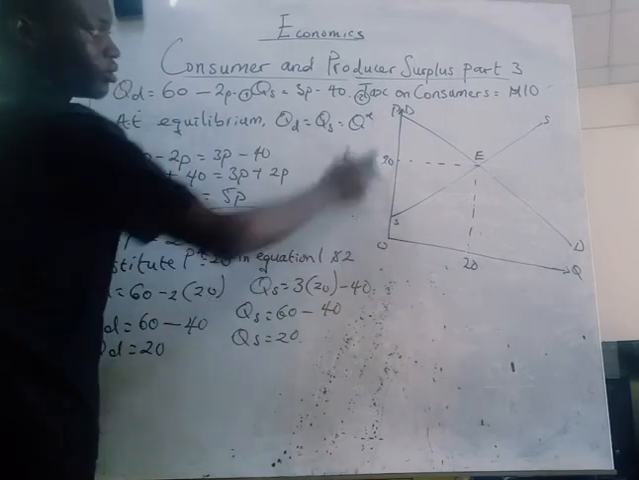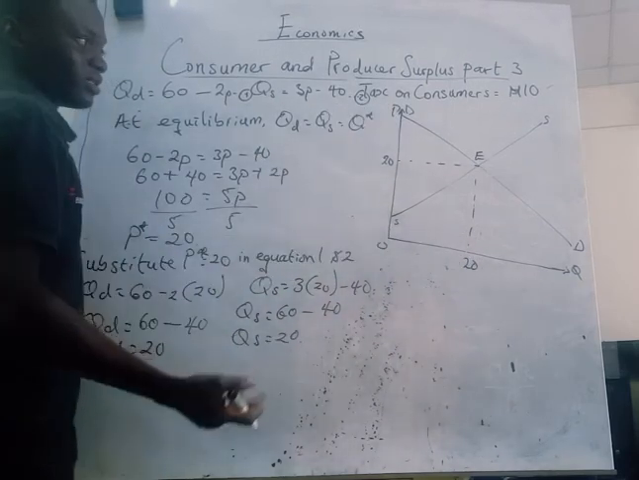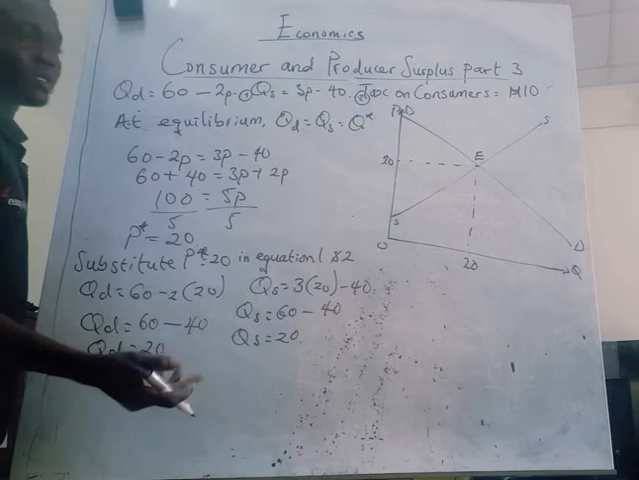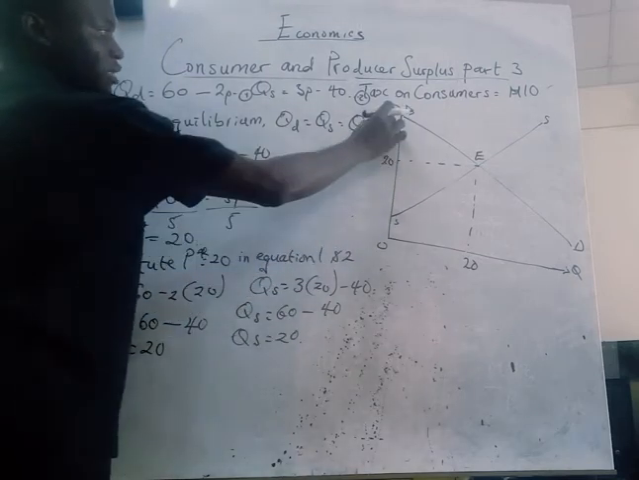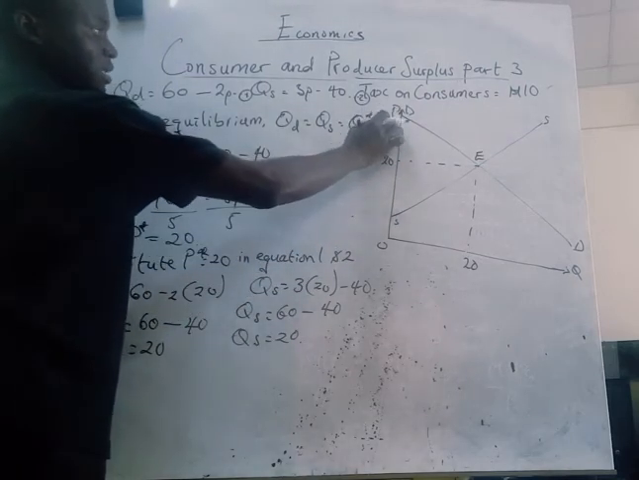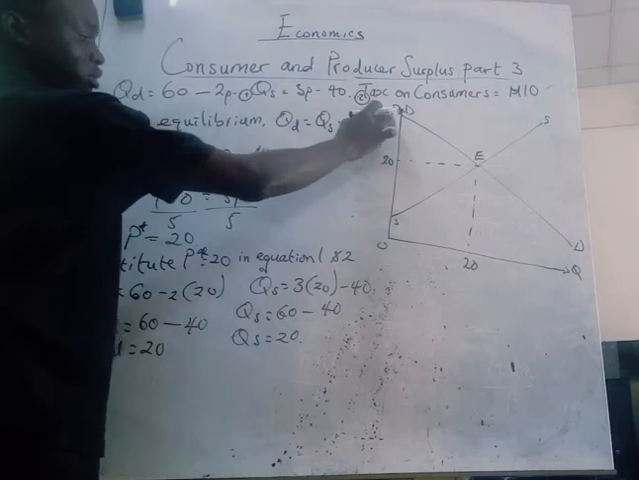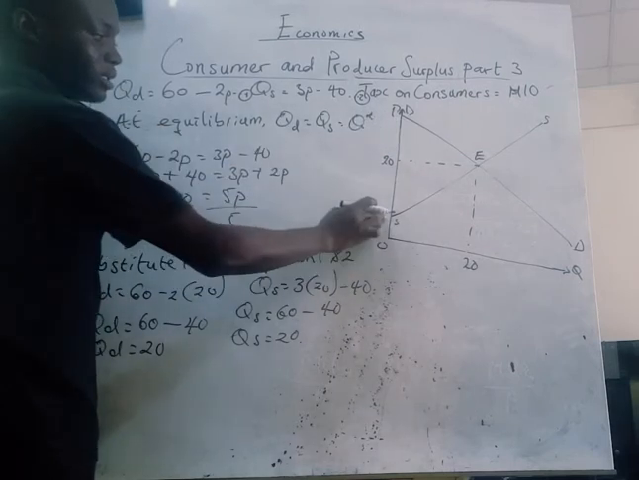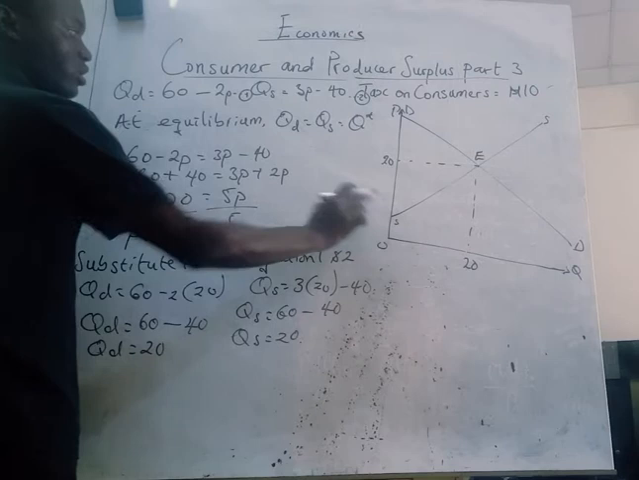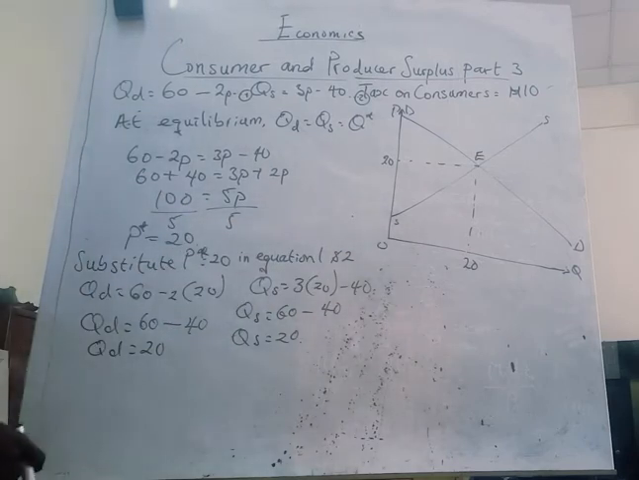It may not have big meanings like that, but they are just vertical intercepts. So this is the vertical intercept for the demand function. This is the vertical intercept for the supply function. So how do we do that?